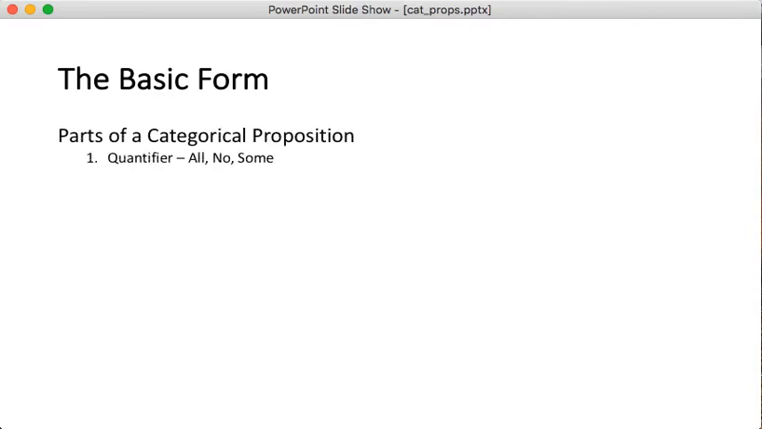The first is a quantifier. All categorical propositions are going to start with one of these three words: all, no, or some. That's the only thing you can start them with. You have to make sure you use one of those.